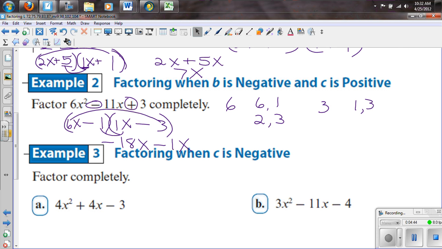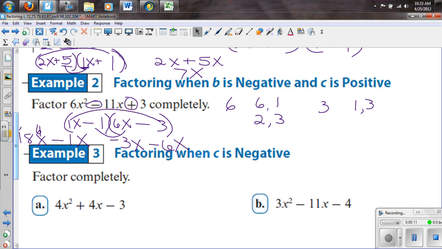What if I replace the 1 and 6 the other direction? So I'm going to pull these 1 and 6 out, and I'm going to put the 1 here and the 6 here. So now what happens? So now I have a negative 3x and I have a negative 6x. Is that negative 11x? No. So the 6 and 1 don't work.